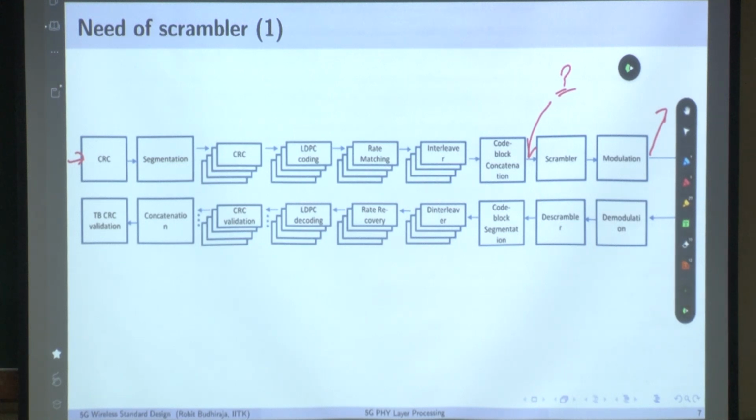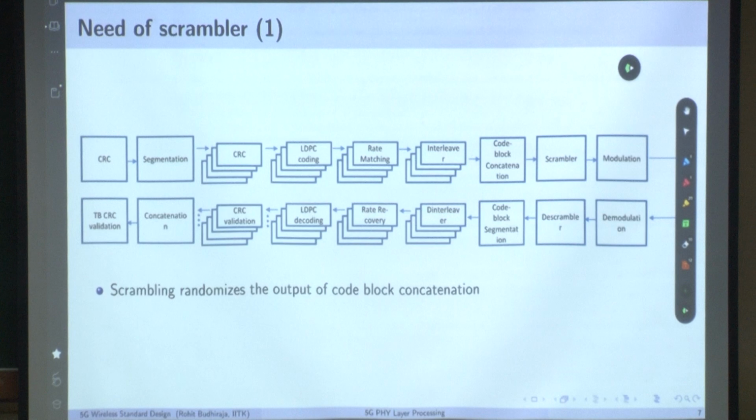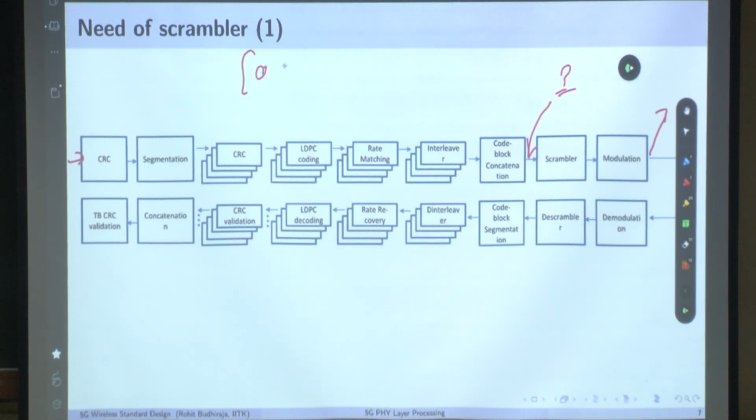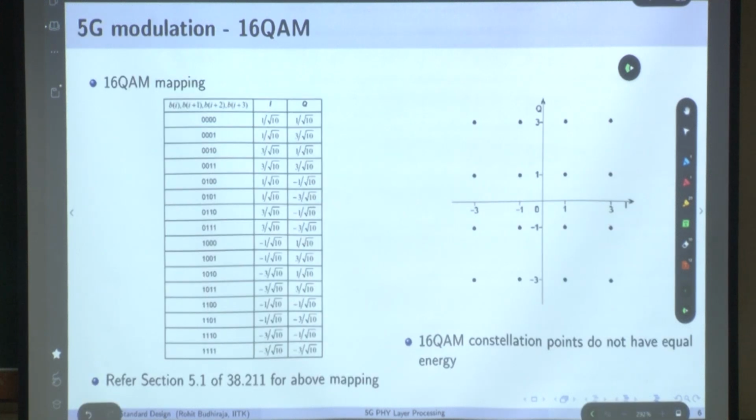So what happens here if you get, let's say, a long string of zeros at this point A? If you go back, what happens here? If you get this long string of zeros, which constellation point are you going to transmit? You are only going to transmit this constellation point. You will not transmit any of the other constellation points. What is the average energy of this? Much lesser than what you are allowed to transmit.